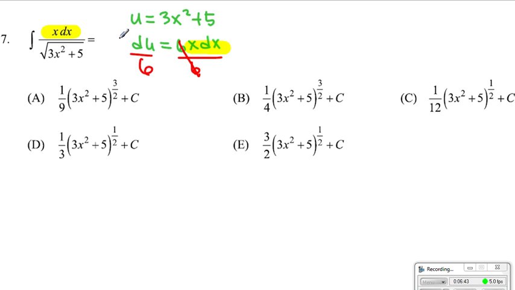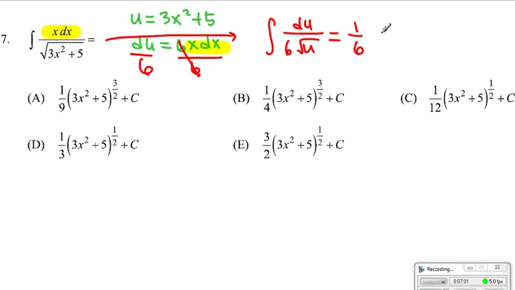Then this expression can now be rewritten as du over 6 with the square root of u. Now, I can bring 1/6 out of the integral for simplicity's sake, and then this becomes u to the negative 1/2 du. Now, by adding 1 and then dividing by the exponent, what we end up getting is 1 over 6 times u to the 1/2 power over 1/2, plus c.